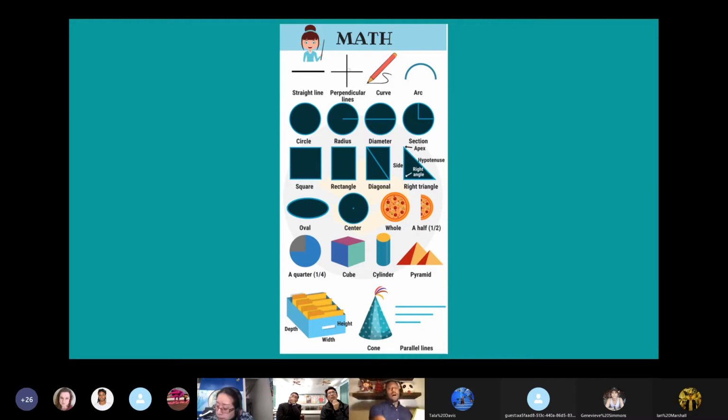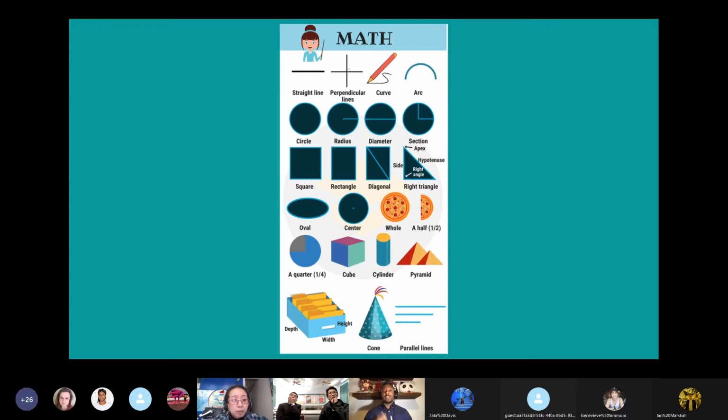All right, we have a curve, an arc, a circle, radius, and diameter. The radius goes from the center to the circumference of the circle, and then the diameter reaches the full amount.